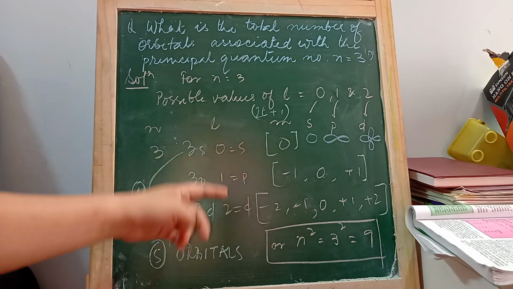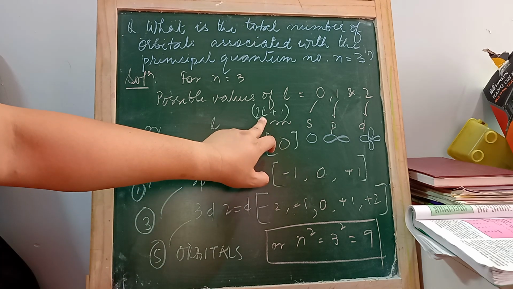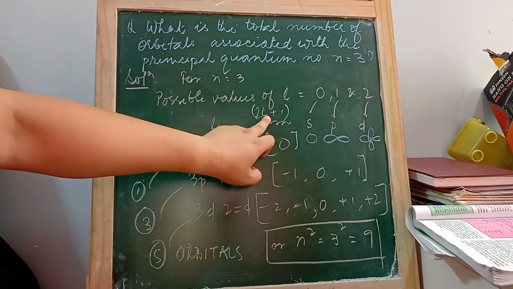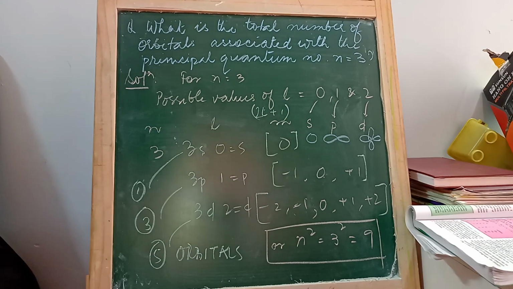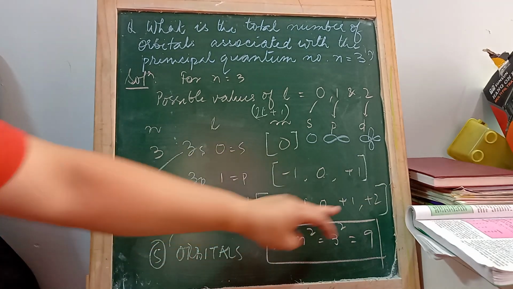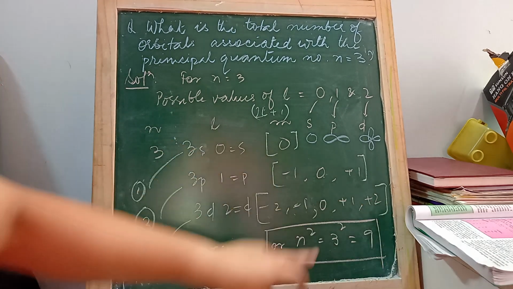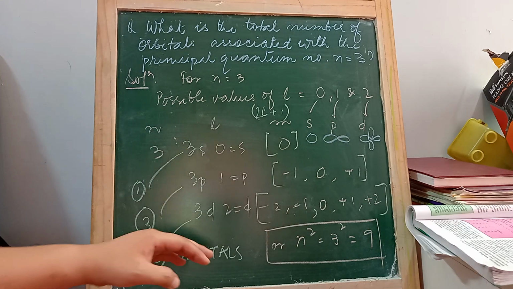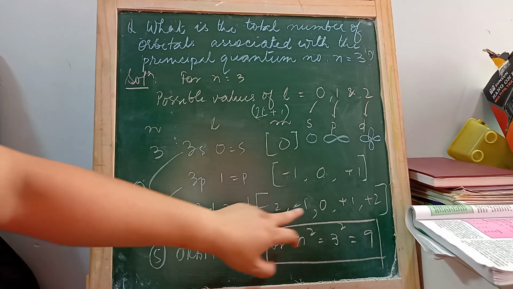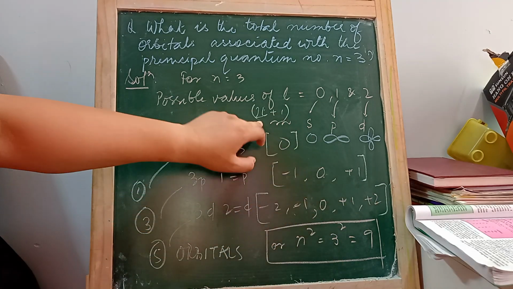Similarly, if the value of L is 2, what are the values of the magnetic quantum number? How many values will there be? You put the value of L as 2, then 2 times 2 is 4, 4 plus 1 is 5. There will be 5 values. And what are they? It will go from -L to +L, that means -2 to +2, including 0. So -2, -1, 0, +1, and +2. So when the value of L is 2, the possible values of M are -2, -1, 0, 1, and 2. So there will be 5 values, and the formula is given by twice L plus 1.